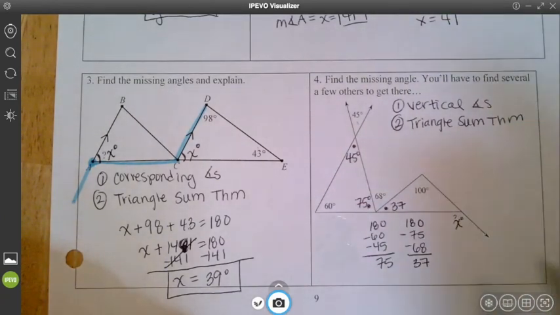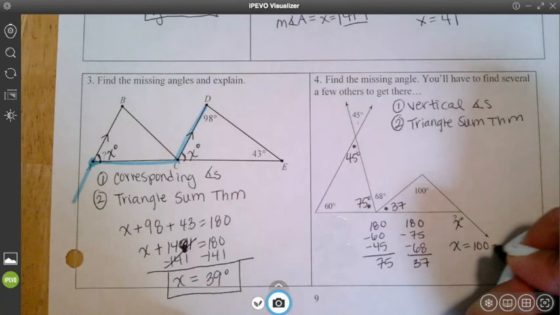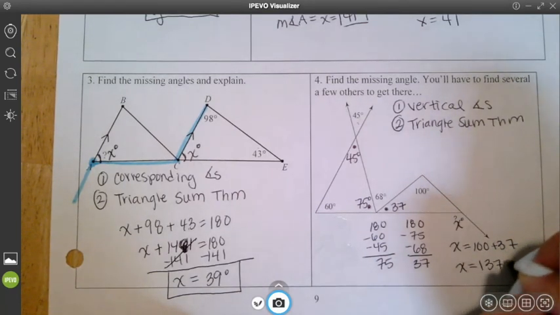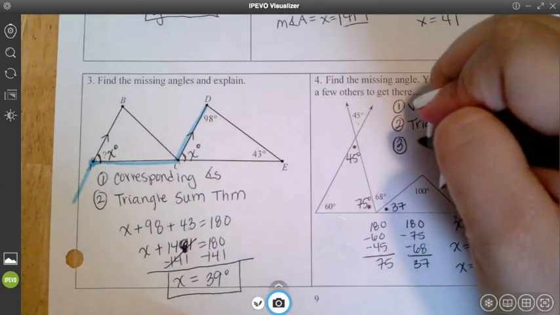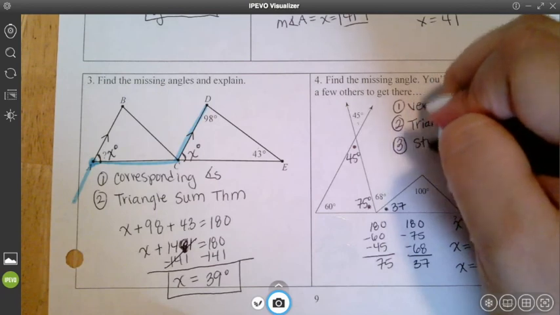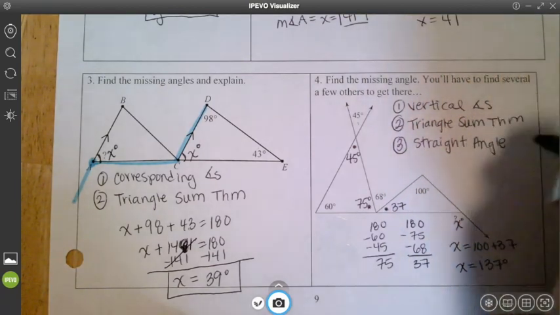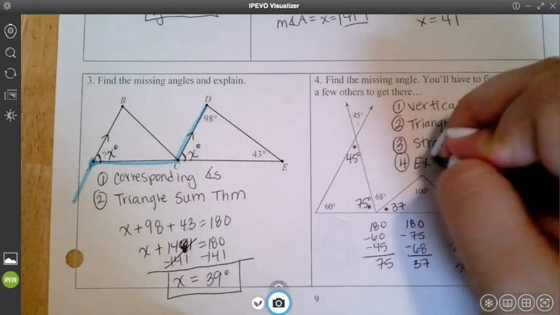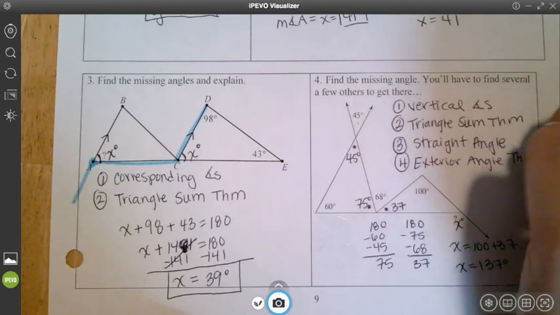And finally, we have the 2 remote interior angles. So we can say that x equals 100 plus 37. So x equals 137. And I'll go back and write step 3 was a straight angle. And finally, step 4 is the exterior angle theorem.